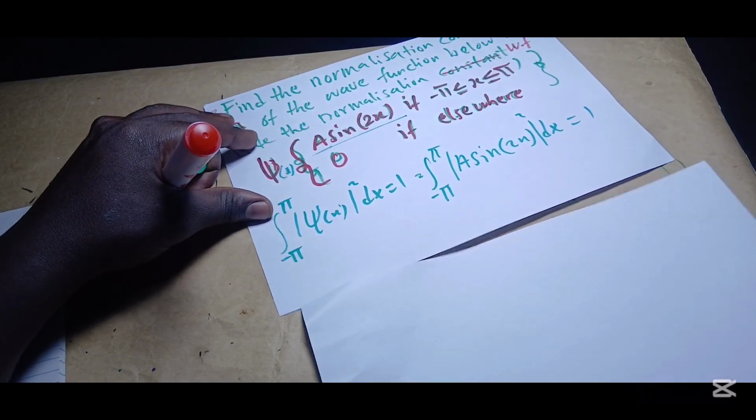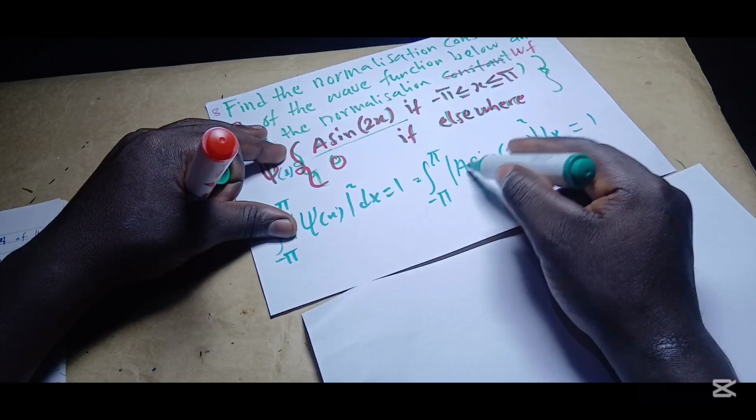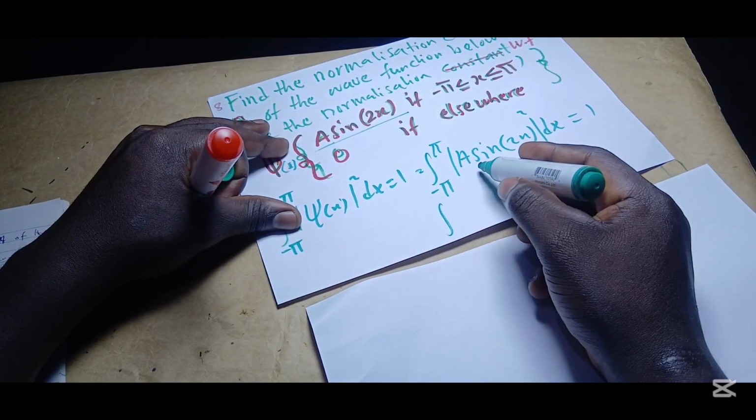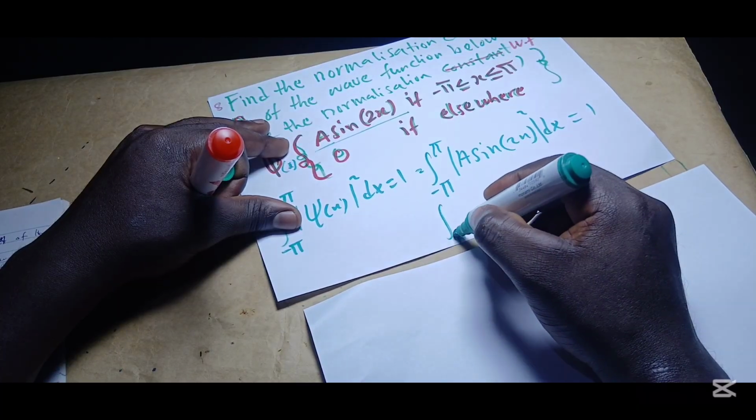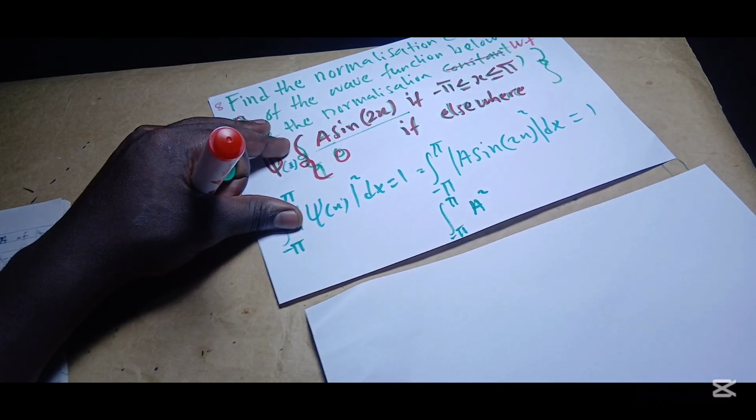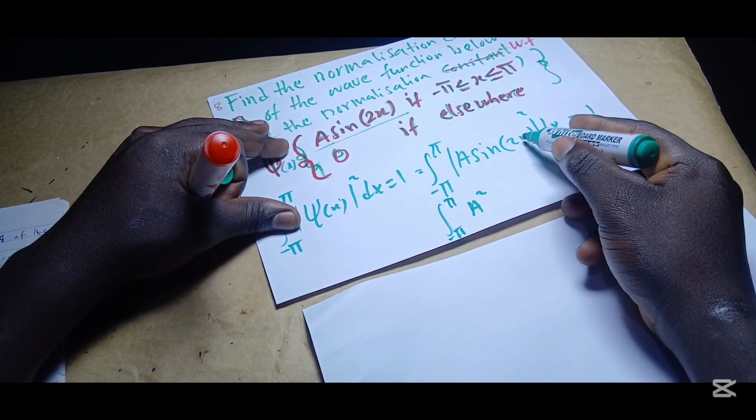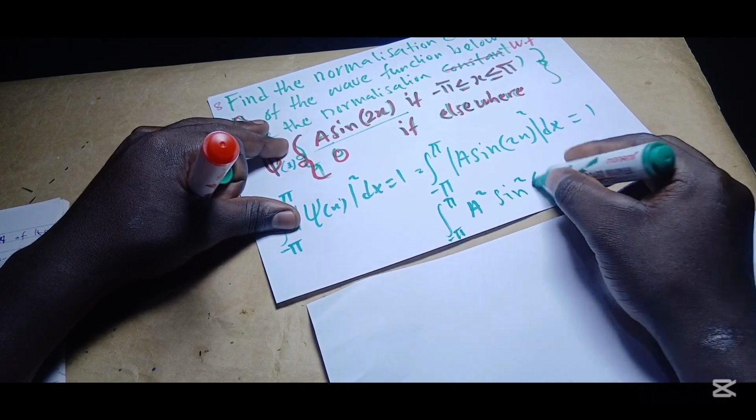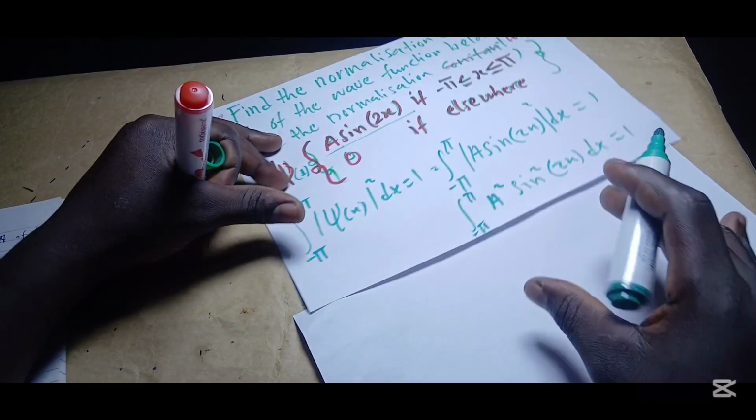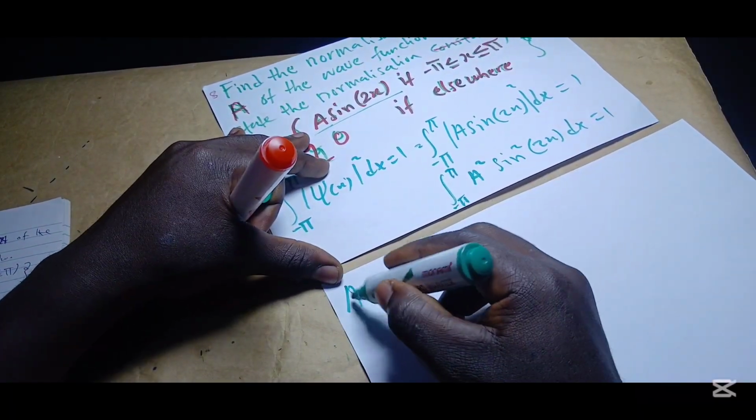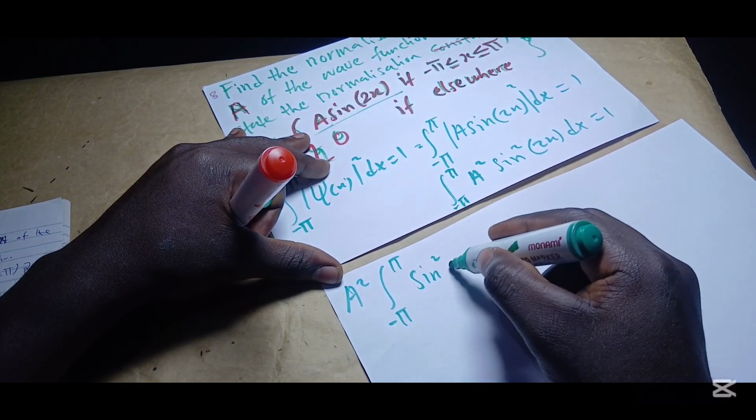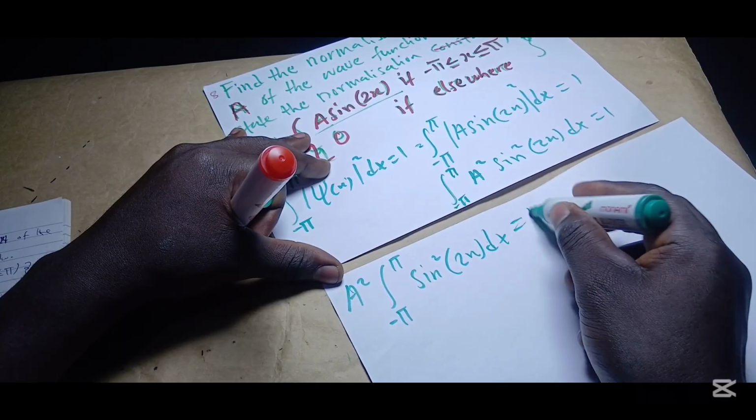So now let's go ahead and simplify whatever is under the term here. So a to the power 2 gives us, since a is a constant, I'm going to bring it out. So let's try solving it step by step. So a to the power 2 gives us a squared, then sine 2x to the power 2 gives us sine squared 2x, and then dx equal 1. Now a is a constant, I'm going to bring it out. So a squared into bracket, integral from negative pi to positive pi sine squared 2x dx equal 1.